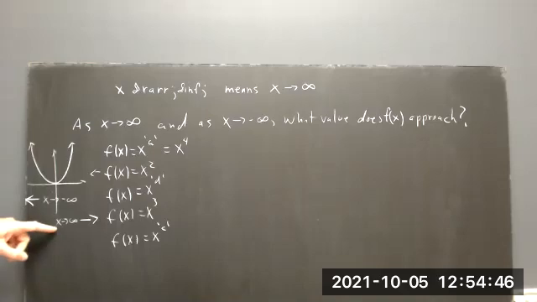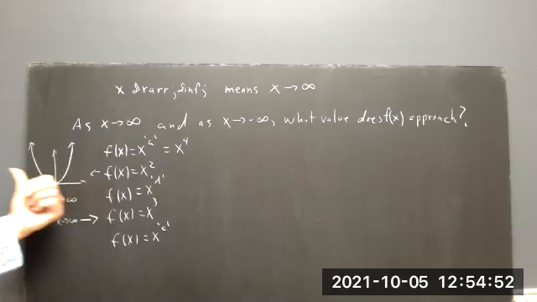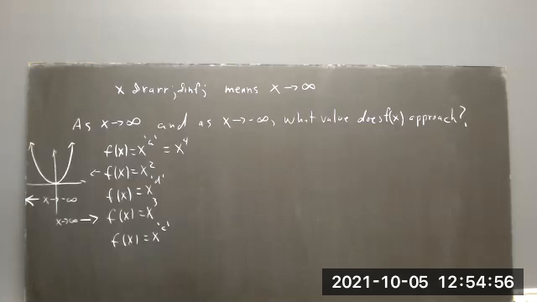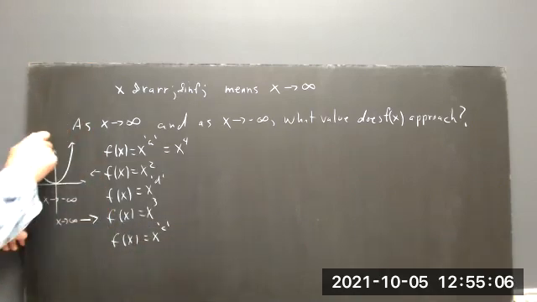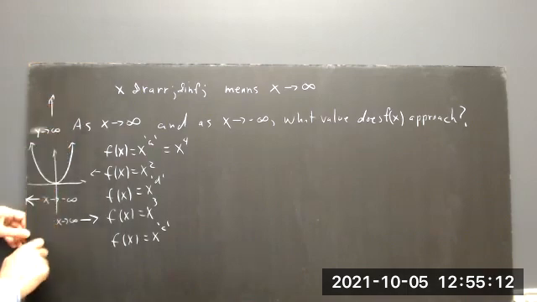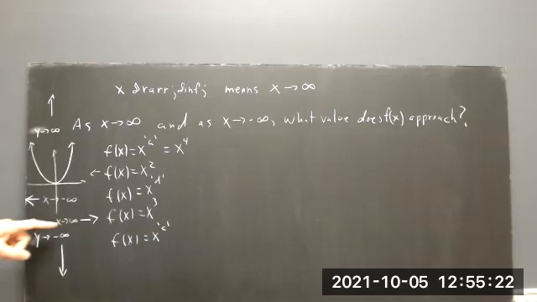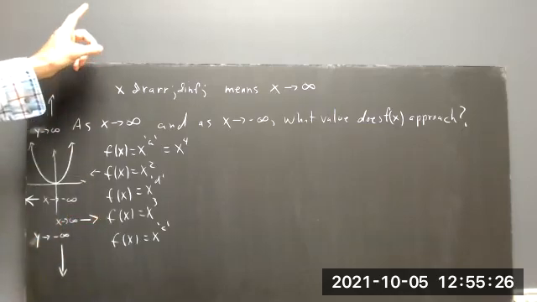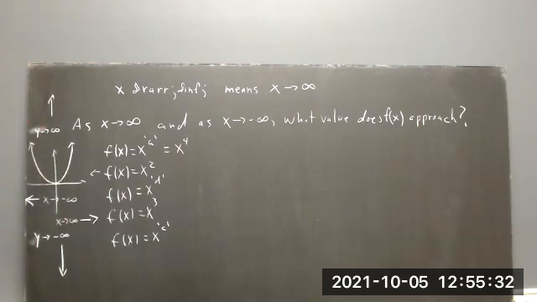We approach infinity by moving along the x-axis. We approach negative infinity by continuing to move along the y-axis in the negative direction. As we move along the x-axis in the positive direction, what happens to the y value? Well, y goes this way. So as x goes to infinity, the y value goes to infinity. And as x goes to negative infinity, the y again goes to infinity.